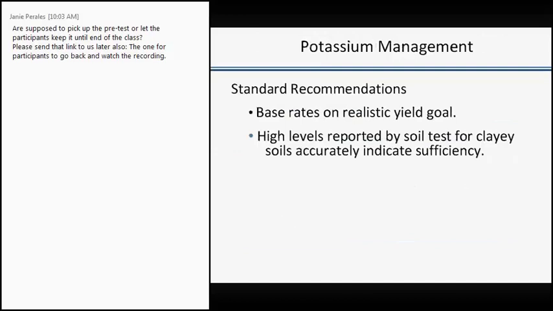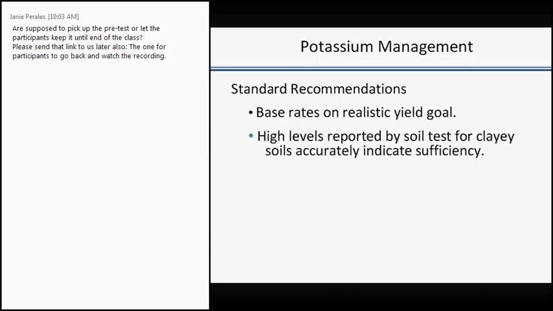Base your rates on a realistic yield goal. This is critical. It is amazing the number of people who will send in a soil sample and their yield goal is maximum. That doesn't help us a whole lot from a standpoint of what you have the ability to do. So say for instance in hybrid Bermuda grasses, if you've been producing 4 tons per acre, don't kick it up to 6 because you probably can't do that.